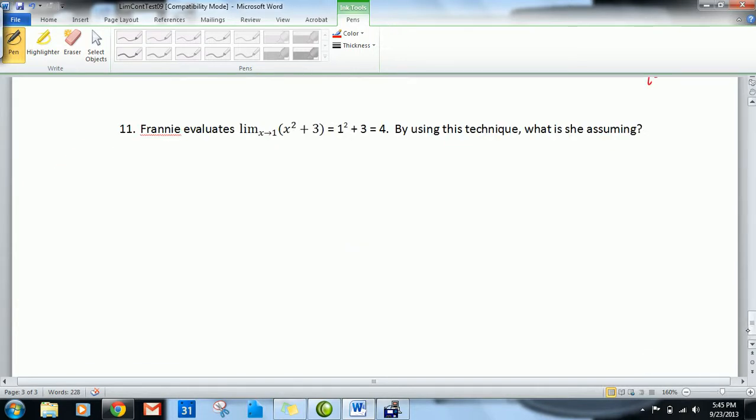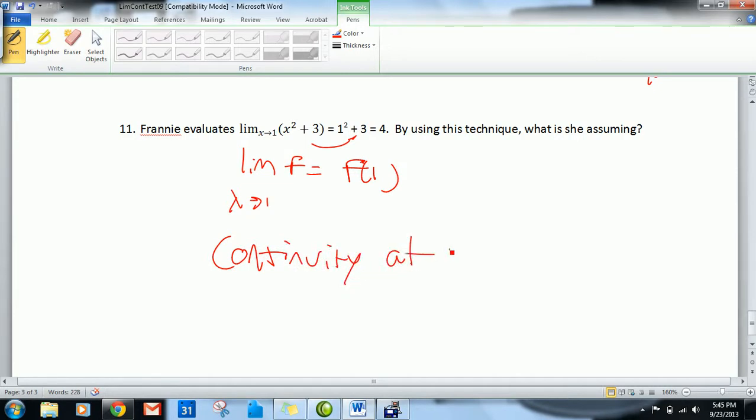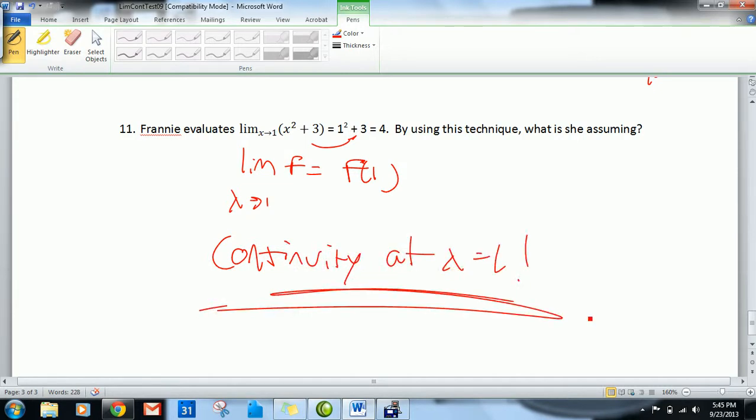Oh, lastly, what Franny is kind of thinking here is that the limit as x is going to 1 is the same as f at 1. Well, what is that? That's continuity at a point. That's what she's assuming, when the limit as x is going to 1 equals f at 1.